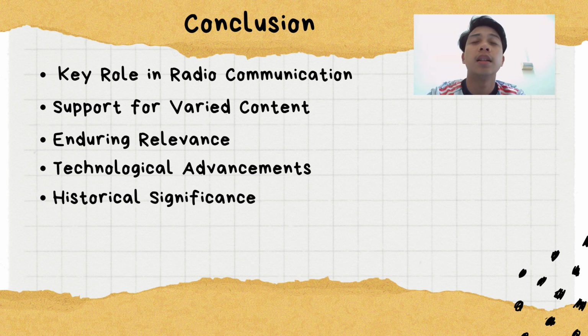And then second, support for varied content. Its modulation capability enables radio stations to broadcast a variety of content, including music, news, and entertainment. This flexibility makes the AM transmitter an essential tool for delivery of a broad range of information to the public.